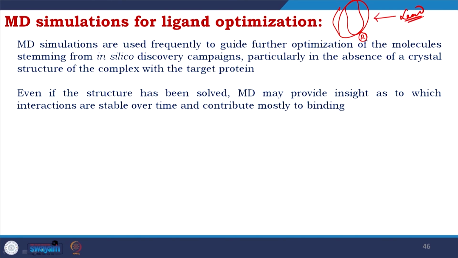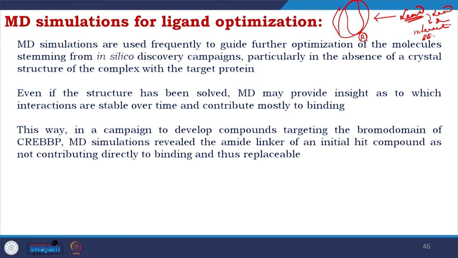Now, you make lead derivatives and do simulation, see the interactions as well as binding energy calculation. This way, in a campaign to develop compounds targeting the bromodomain of CREBBP, MD simulation revealed the amide linker of an initial hit compound as not contributing directly to binding and thus replaceable.